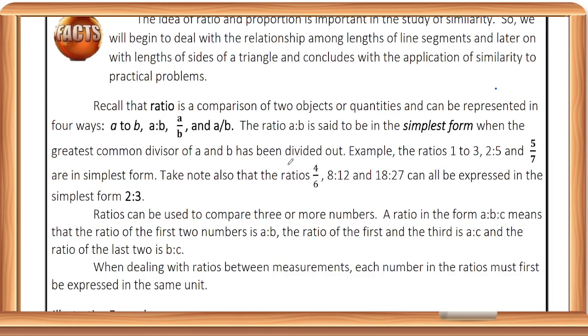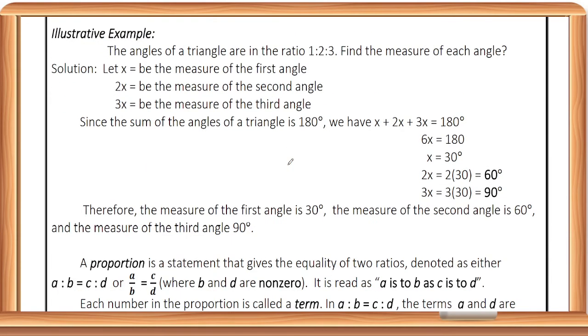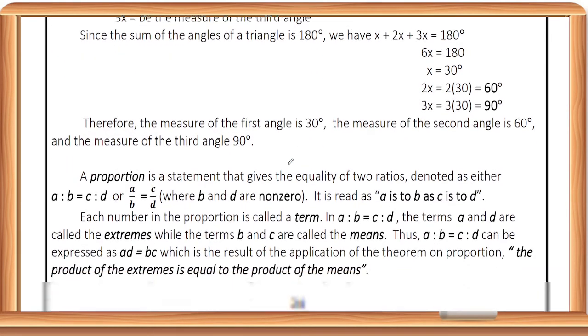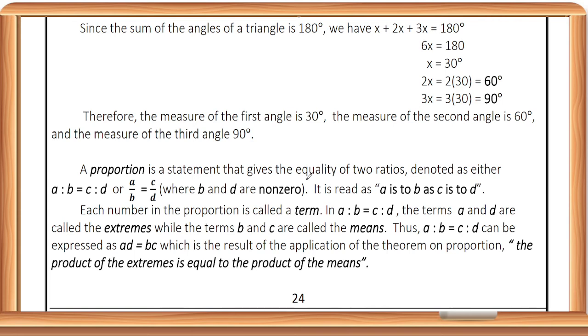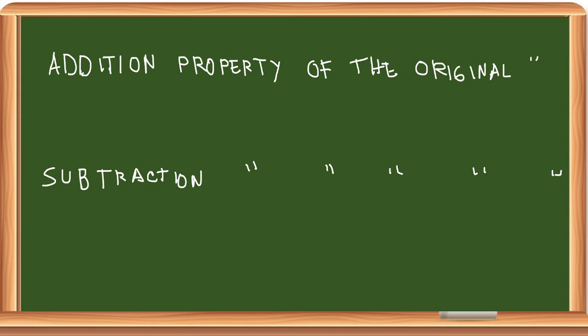Okay, so the ratio is... the proportion is a statement that gives the equality of two ratios. Okay, so in short, the two ratios are equal. When the two ratios are equal, then they are proportion. Okay, so it is expressed this way, and you can also express this in fraction.